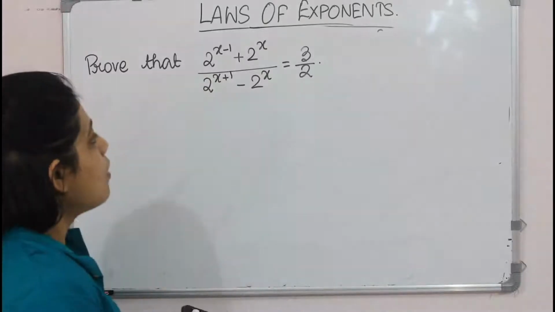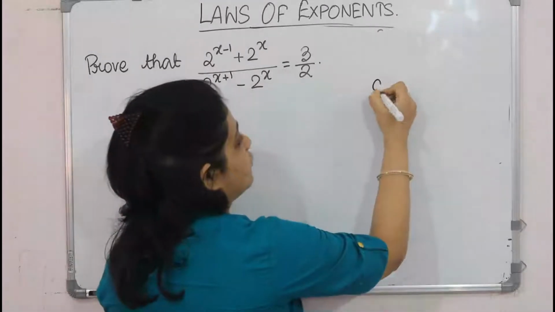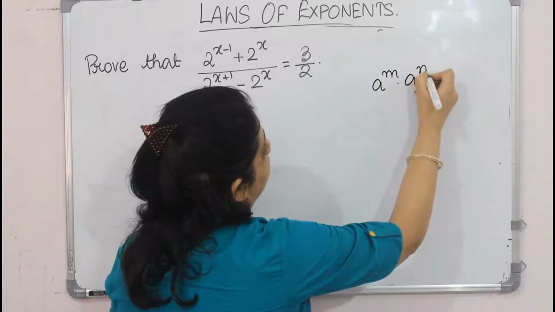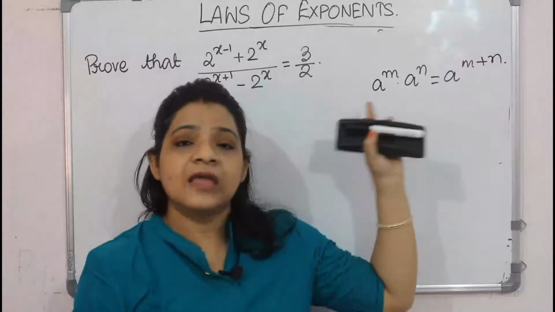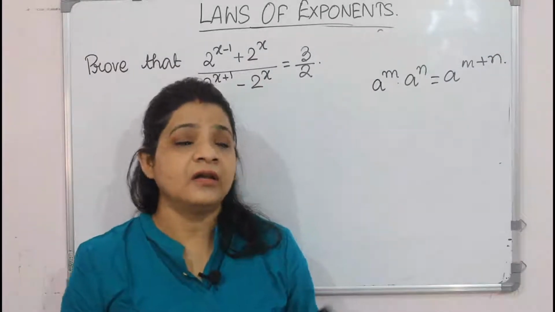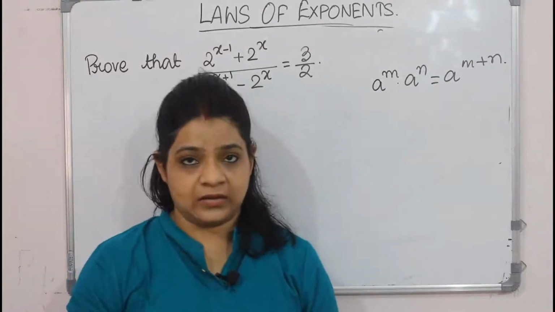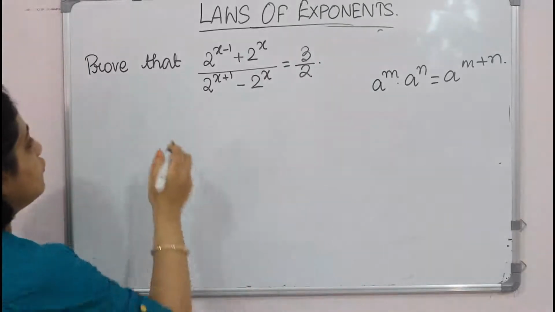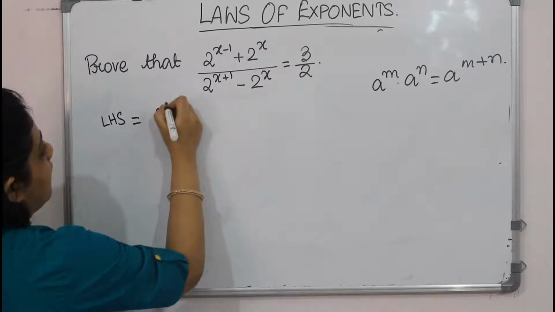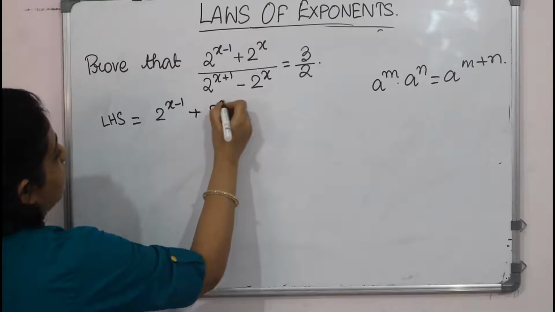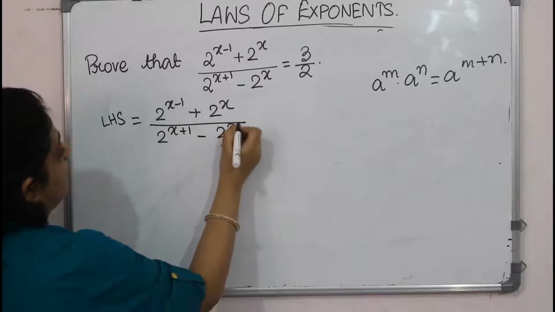Now we know another law that we are going to use over here, that a to the power of m into a to the power of n equal to a to the power of m plus n, isn't it? Where the same base is there but powers are different, and if it is multiplied, the product of this gives a to the power of m plus n. Okay, so the same thing we are going to do over here. So here let's write LHS equal to 2 to the power of x minus 1 plus 2 to the power of x divided by 2 to the power of x plus 1 minus 2 to the power of x.